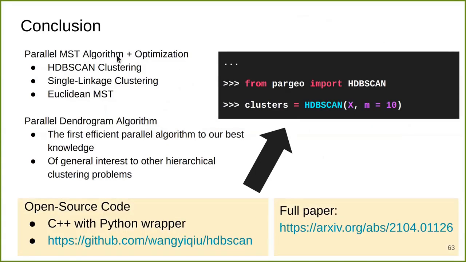Here's my conclusion. This is a recap of our contributions. We designed a parallel MST algorithm and dendrogram algorithm for HDBSCAN and Euclidean MST.